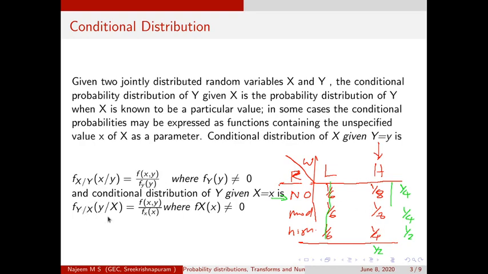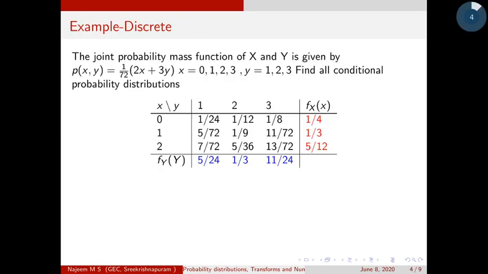Similarly, the conditional distribution for continuous variables will be like that. And similarly, y given x equals f of xy divided by f_X of x. Okay, let's take an example. Let's take a discrete joint distribution.